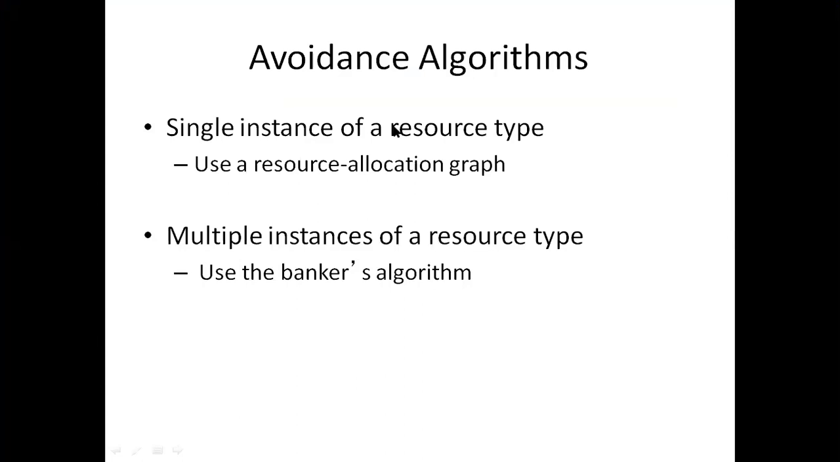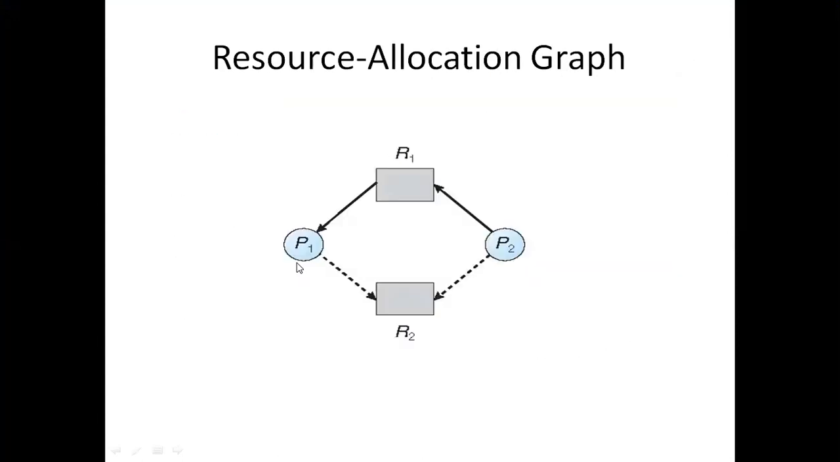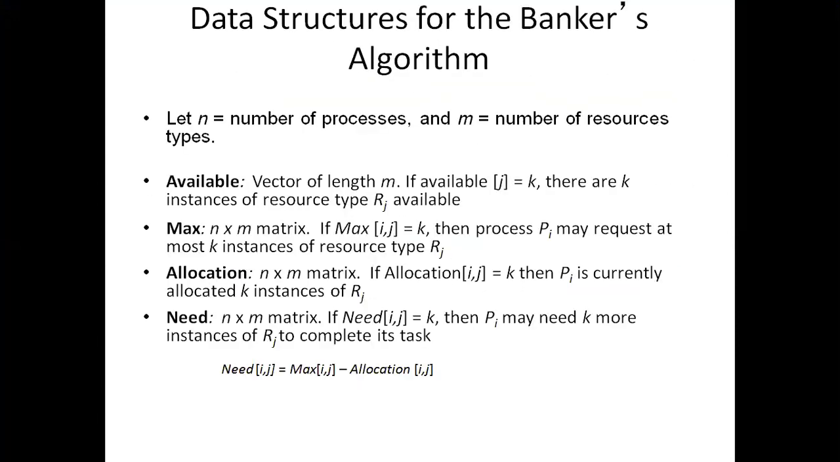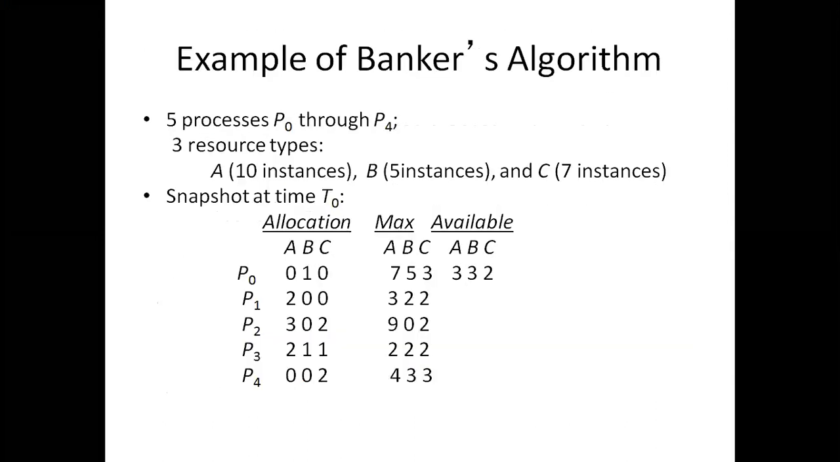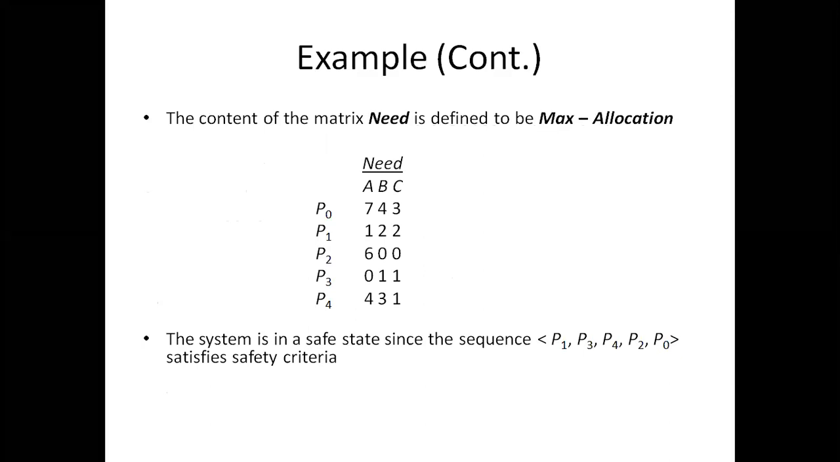Single instance of resource type: using a resource allocation graph, we can avoid the deadlock. And the next one is the Banker's algorithm. In the morning, I explained the data structure as well as the safety algorithm, and then we did one problem. So now I will try to solve the second problem for you.